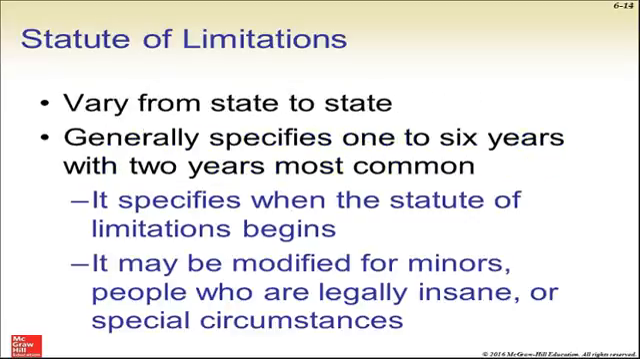Statute of limitations. This varies from state to state, so the amount of time can be different in Missouri as in Kansas or Nebraska or Arkansas or wherever. Generally it specifies 1 to 6 years, so that's a common range, with 2 years being the most common. It specifies when the statute of limitation begins. It may be modified for minors, people who are legally insane, or special circumstances. So there are times where it is adjusted, but it has to be an extenuating circumstance. That's not the norm.